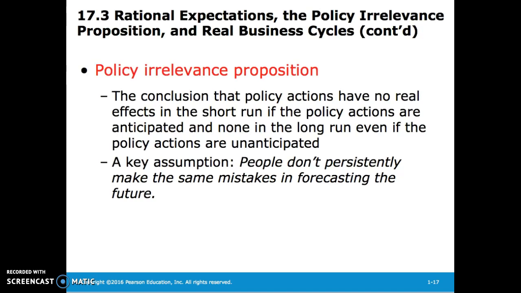The policy irrelevance proposition concludes that policy actions have no real effects in the short run if the policy actions are anticipated, and none in the long run even if the policy actions are unanticipated. The key assumption is that people don't persistently make the same mistakes in forecasting the future.